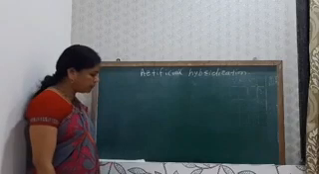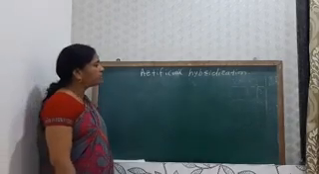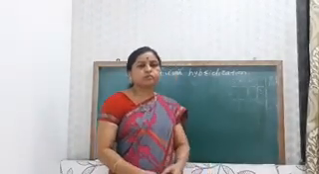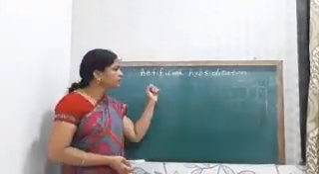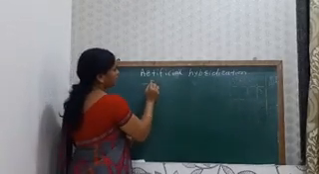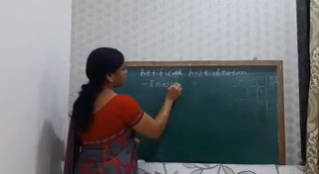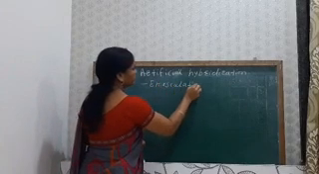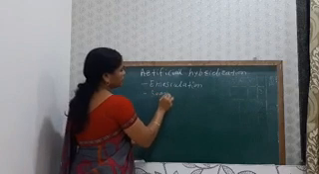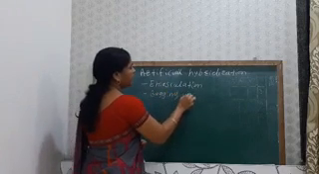So artificial hybridization can be done by hand. During artificial hybridization there are methods used. One is emasculation, and another method is bagging and tagging.